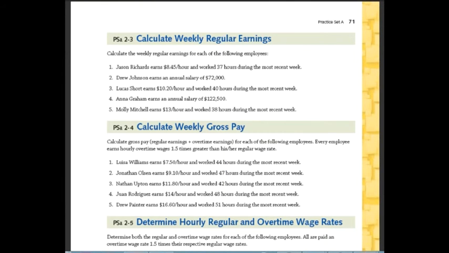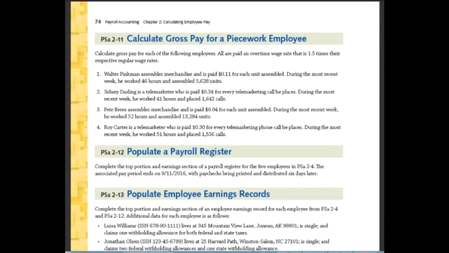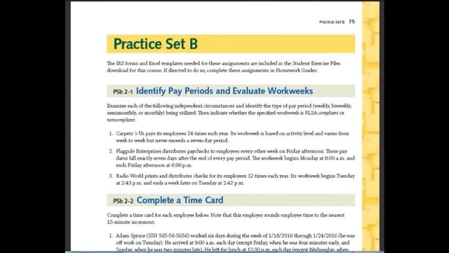It moves through all the different types of calculations that were introduced in the chapter. In chapters 2 through 4, the practice sets conclude with having the student populate a payroll register and an employee earnings record. Again, in those, they're working with 5 different employees, to get that repetition and practice. We then move into practice set B, which is really a mirror of practice set A. It's the same exercises, just with different employees and different data.